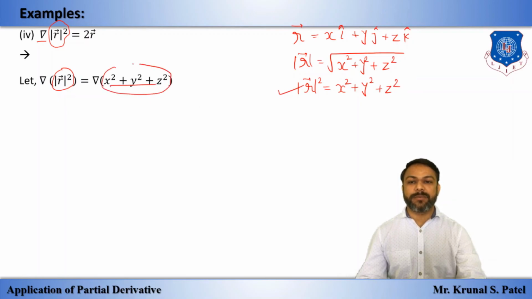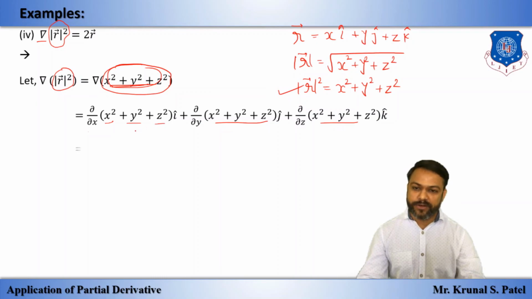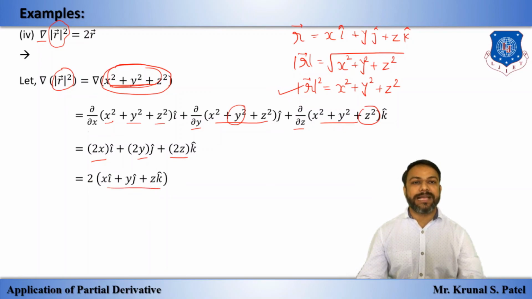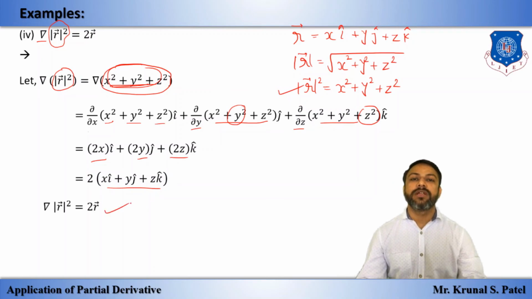Now del of this, the gradient of this one means del by del x of this into i plus del by del y of this into j plus del by del z of this function. Okay, so differentiating with respect to x, only this term will be differentiated, and the others will give us 0. So 2x here, with respect to y so 2y, here with respect to z so 2z, and if we take 2 common, we have xi plus yj plus zk, which is our vector r, so we have 2r vector.